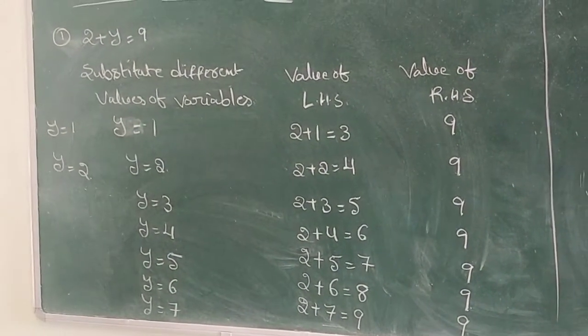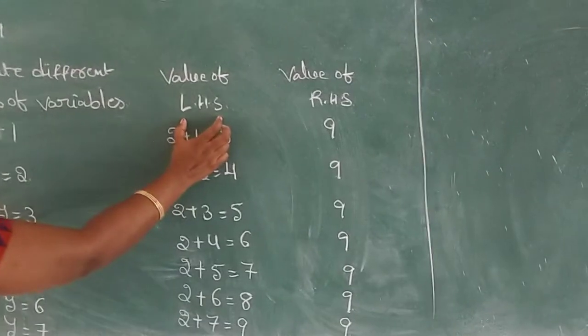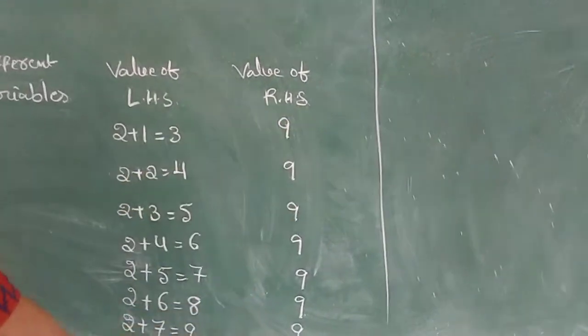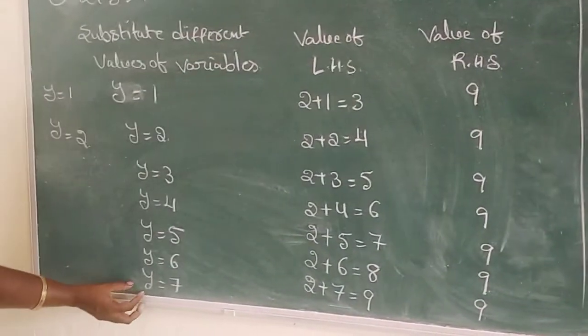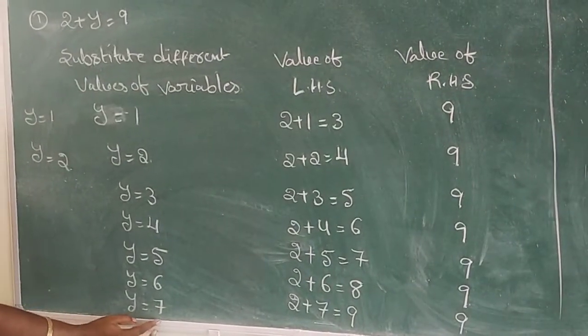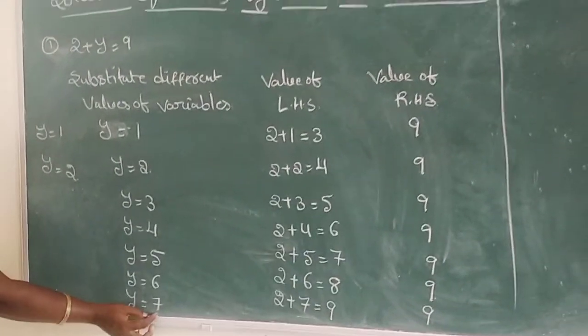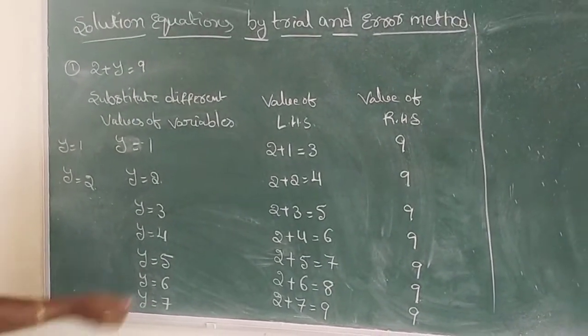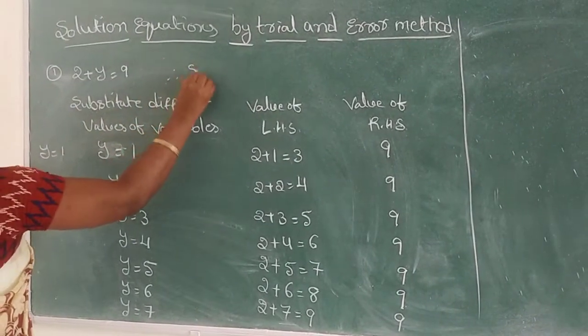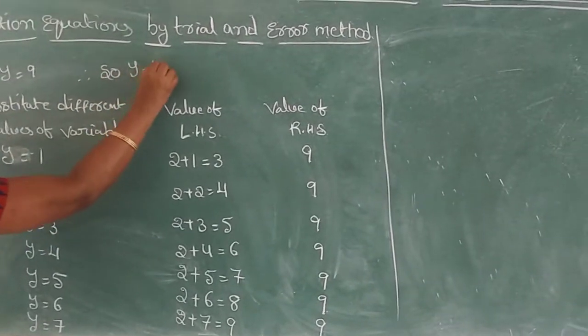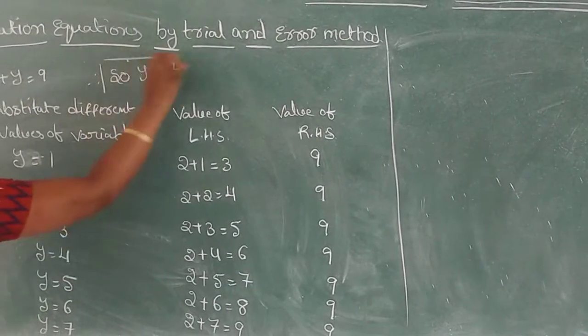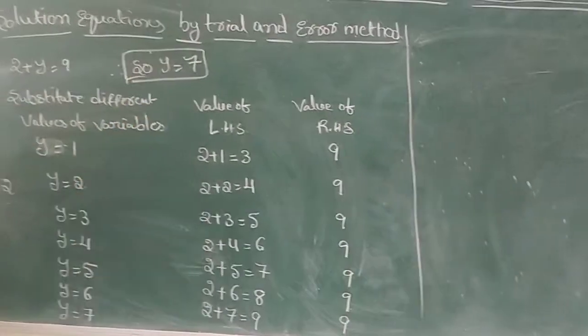In this equation, the value of LHS is equal to the value of RHS at the variable y is equal to 7. So, y is equal to 7.